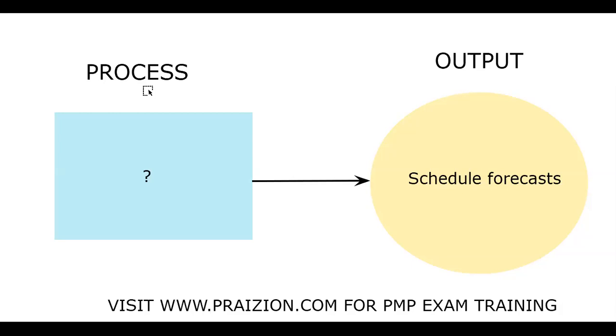Three, two, and one. The answer to the question is control schedule. From control schedule, we get schedule forecasts. Bear in mind, we also get WPI from control schedule. Let's move on to our next process.